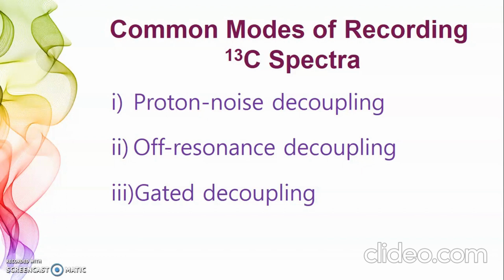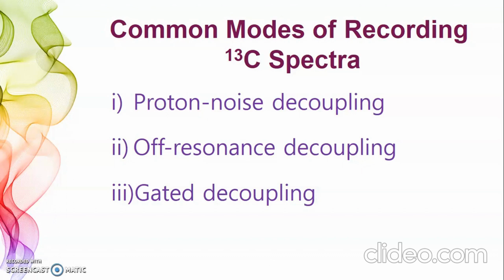Off-resonance decoupling: the couplings due to protons directly attached to the carbon-13 atoms are observed, but other couplings are removed. Gated decoupling: in the gated decoupling mode, the area under each peak is directly proportional to the number of carbon atoms causing that peak.